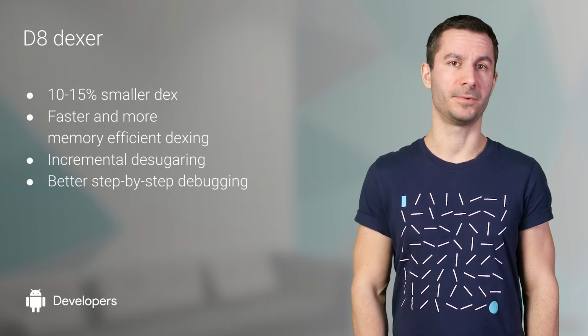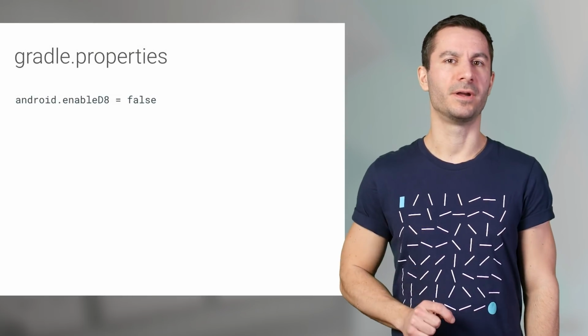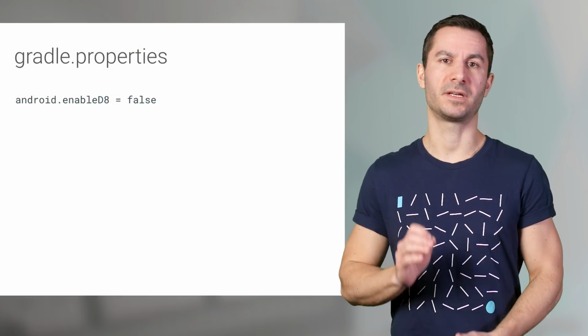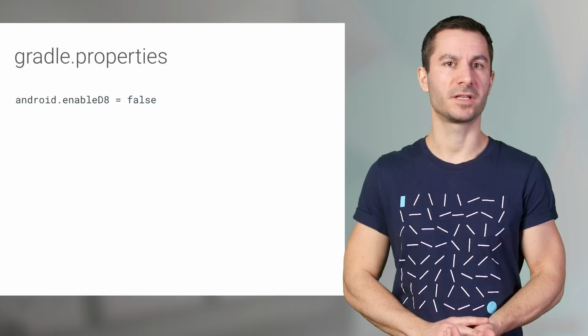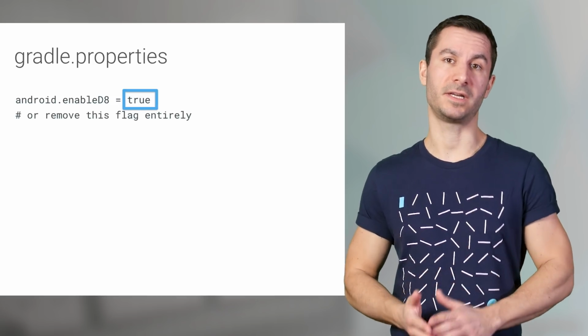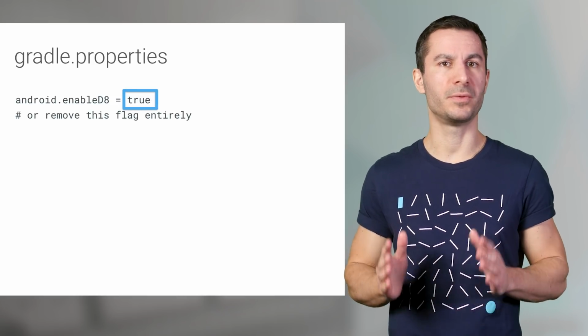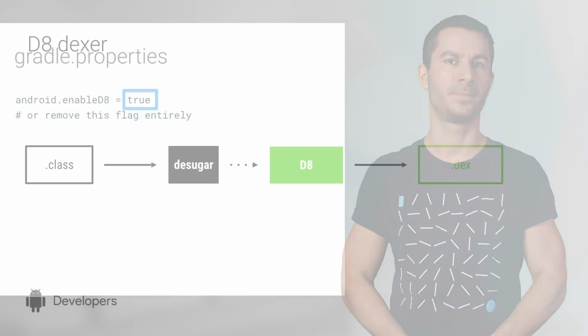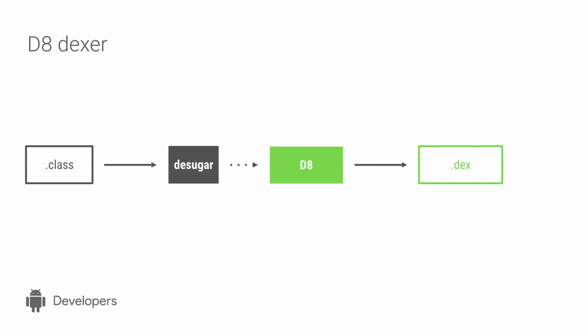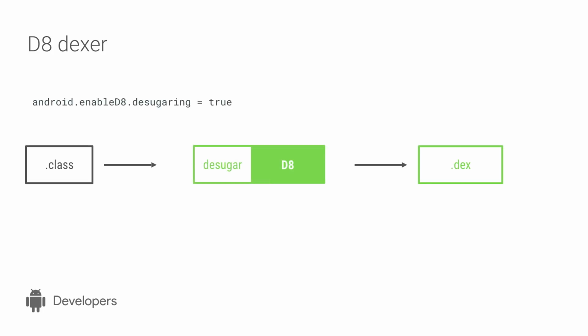when stepping through code. One thing to remember, if you had previously disabled the experimental version of D8 in your projects by setting the Android Enable D8 flag to false, it's time to remove this from Gradle properties. The sugaring of Java 8 language features is still done in a separate step in this release. However, you can try the experimental integrated desugar by setting the Enable D8 desugaring flag to true.